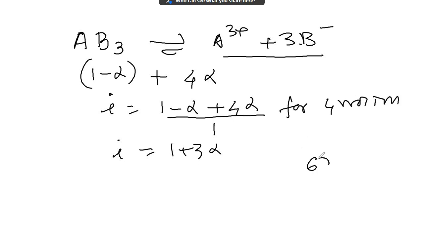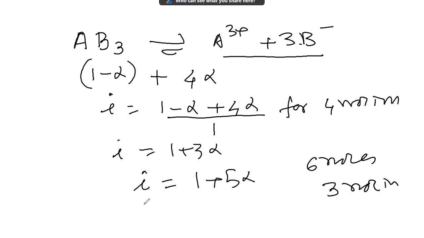For 6 mole ions, what will i be? i is equal to 1 plus 5 alpha. For 3 mole ions, what will it be? i is equal to 1 plus 2 alpha. Is it clear? It will be 1 minus alpha plus the total number of mole ions it breaks up into, as it is 1 plus 3, that is 4 alpha. So it becomes 1 plus 3 alpha, as it is written over here.